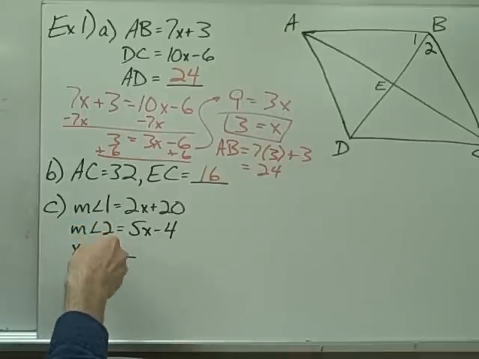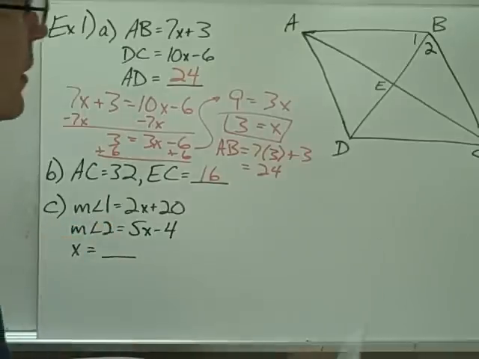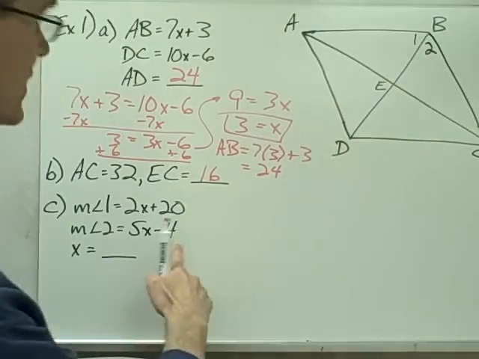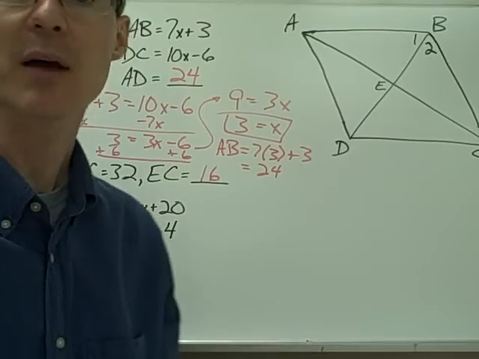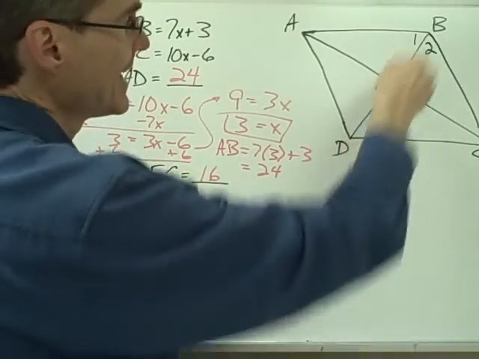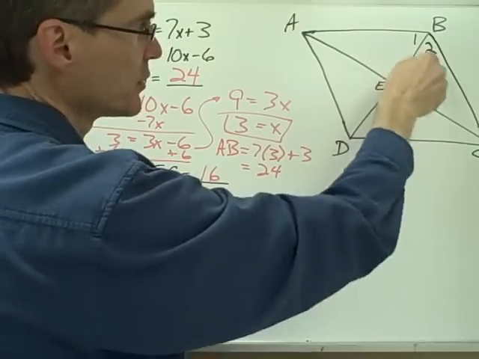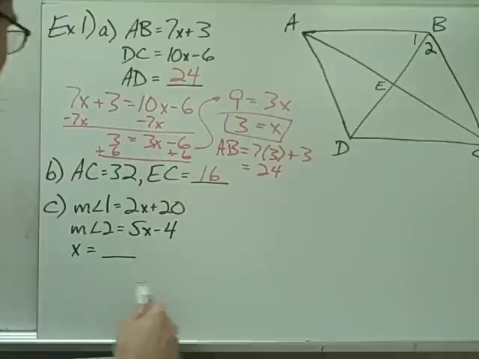Finally, we have an example here with some angles. The measure of angle 1 is 2x plus 20. The measure of angle 2 is 5x minus 4. And I remember from my rhombus theorem number 2 that the diagonals of a rhombus bisect these opposite angles, which means that angle 1 and angle 2 must be congruent.